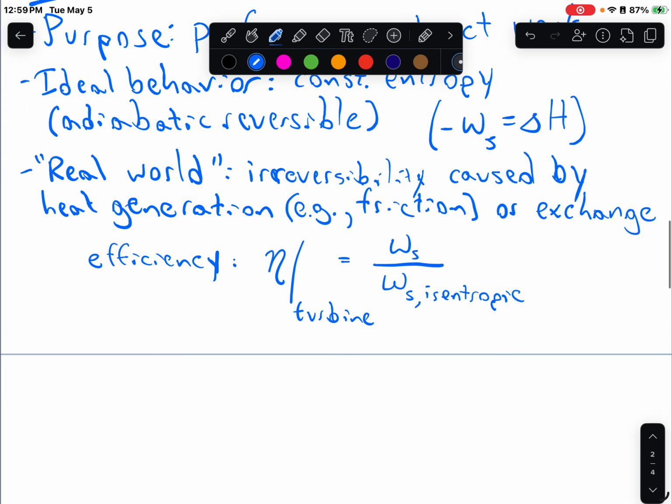In the case of a pump, it's similar but not exactly the same, because you are not trying to get work out, you're trying to put work in. So reality means that WS isentropic is actually going to be less than what you end up having to put into the pump to get it to the final state from the initial state.